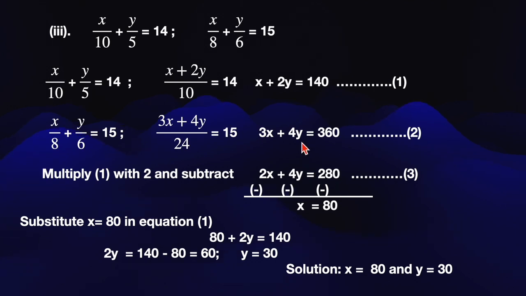Now you write it like this. And here you can see you have to change the sign. So this plus becomes minus, plus becomes minus, plus becomes minus. All three terms you have to change the sign. And then you add: 3x minus 2x is x. This is 0. This will be 80. So x is equal to 80.